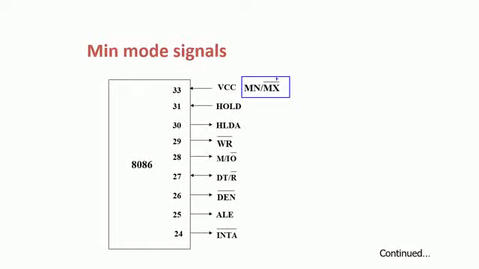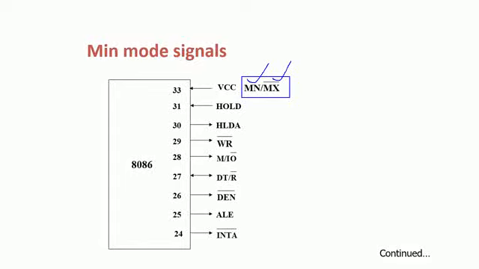We are supposed to connect that one to plus 5 volts because the minimum mode functionality is an active high signal. Maximum mode functionality is an active low signal, because we have the bar over the max mode signal name and we don't have any bar over the minimum mode signal name.